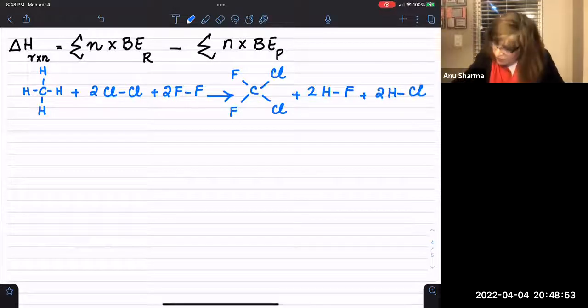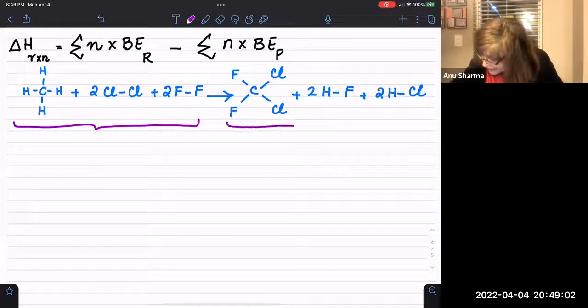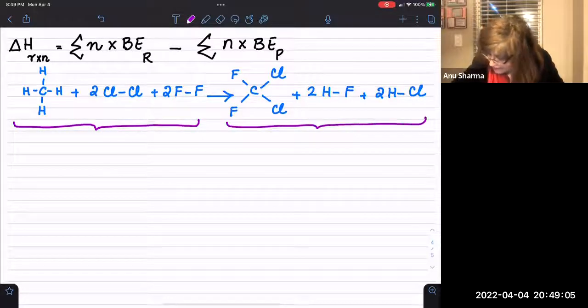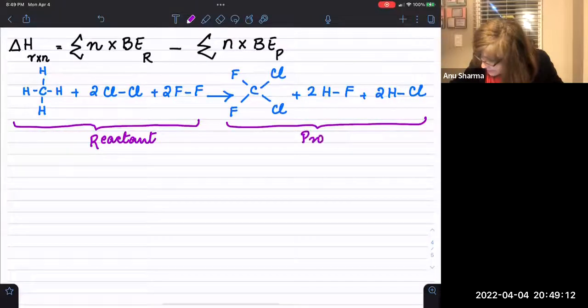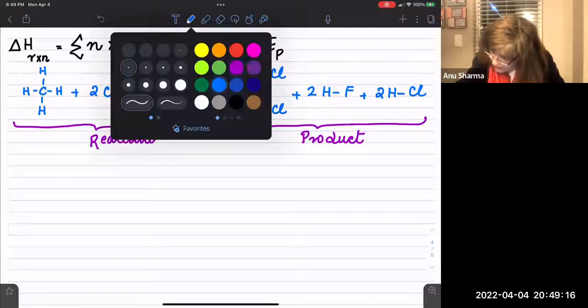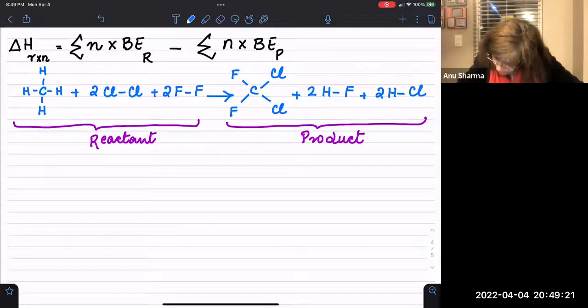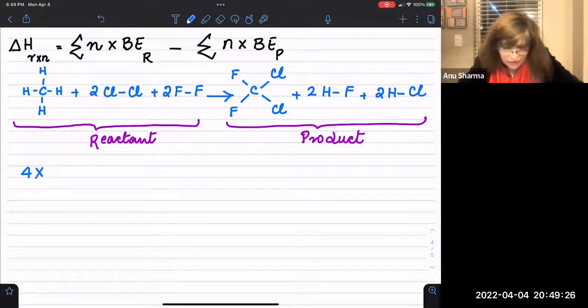Okay, so now these are the reactants. We will combine the energy of all these, get a number here, then get the number of the products side, and then just subtract. Okay, so let's do this here. We have a sum total, right? So 4 moles of C-H bonds.